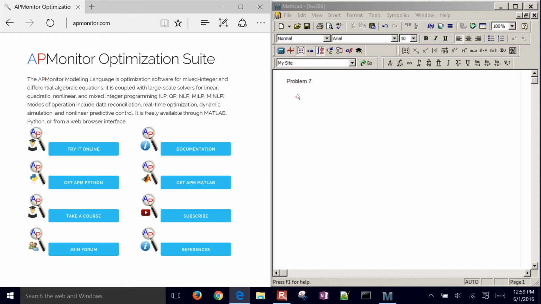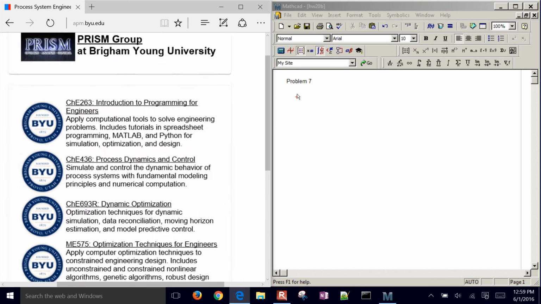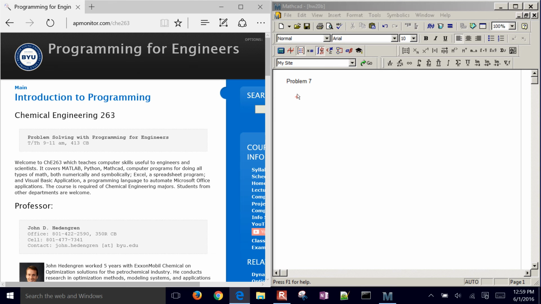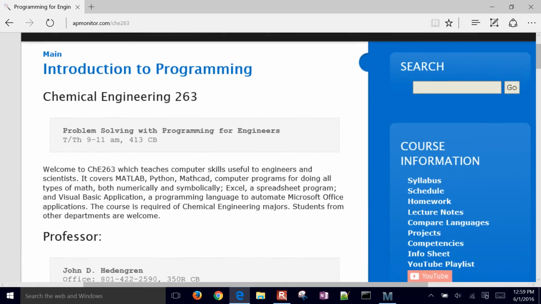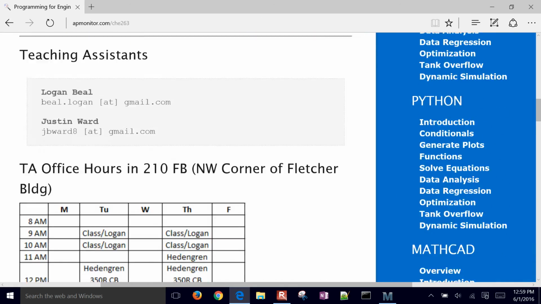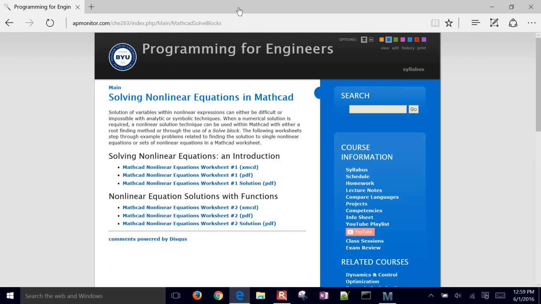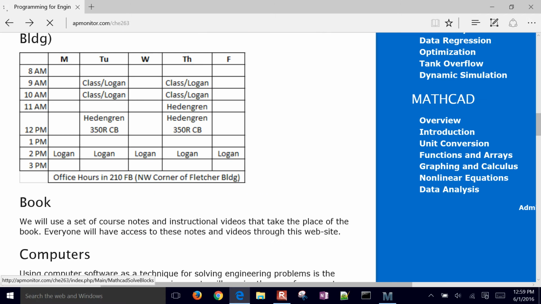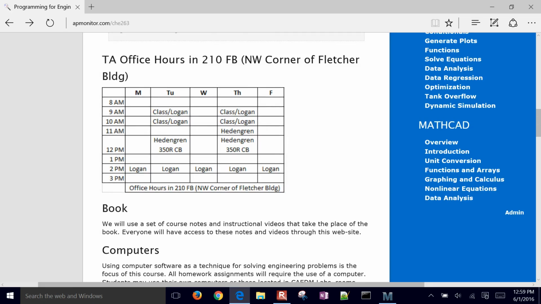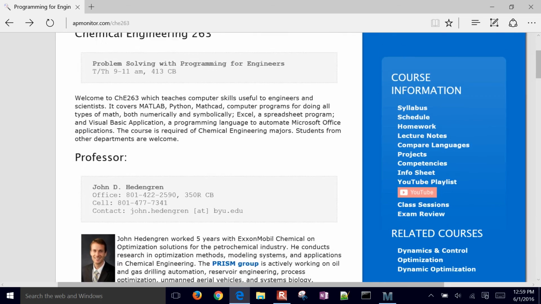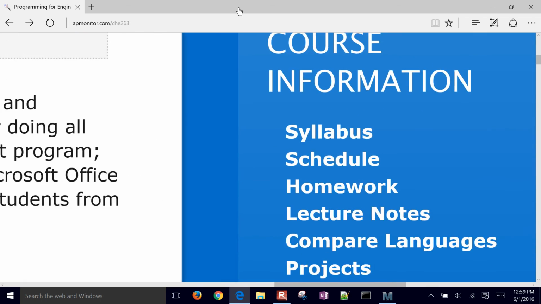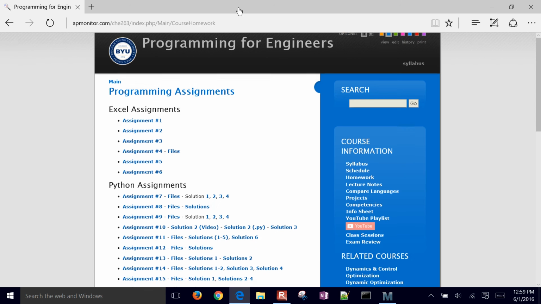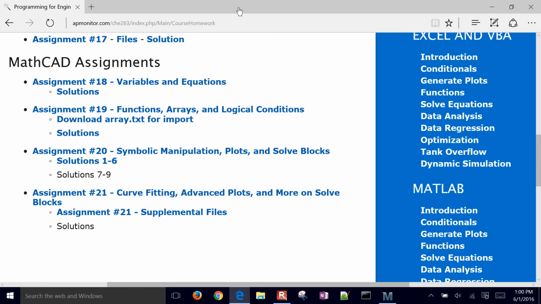If you just come to APMonitor.com, courses, and then select Introduction to Programming. Let me make this just a little bit bigger. There's some additional information on solving equations on this page, with a couple of tips and sheets to show you how to solve these. Then if you come back up to the top, over here on the right is the homework. Scroll down to symbolic manipulation, plots, and solve blocks.